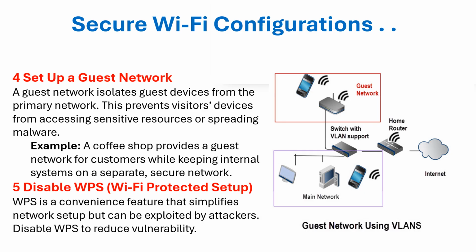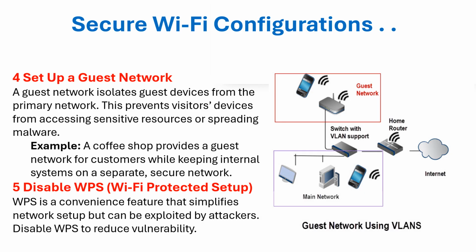The fourth one is to set up a guest network. This is commonly used by people when you go to a restaurant or coffee shop. A guest network isolates guest devices from the primary network. This prevents visitors' devices from accessing sensitive resources or spreading malware. For example, a coffee shop usually provides a guest network for customers while keeping internal systems on a separate secure network.